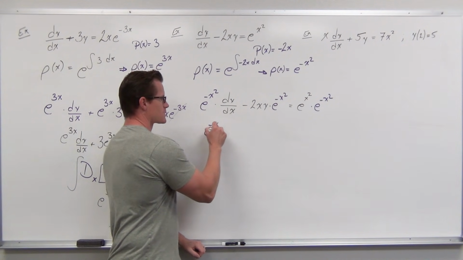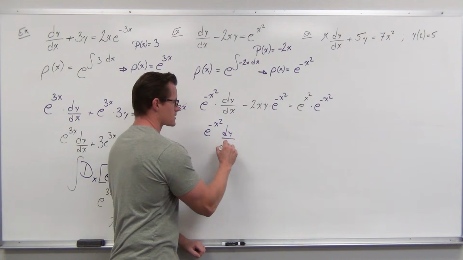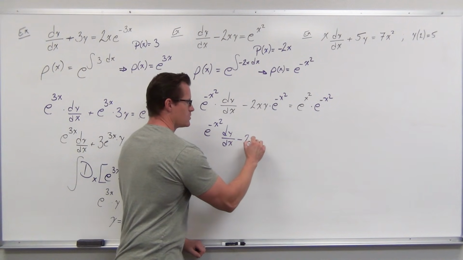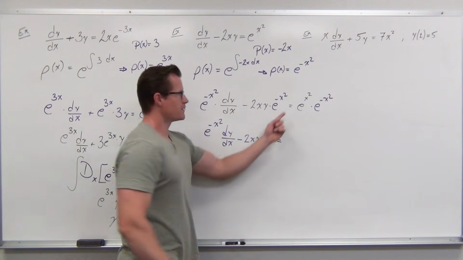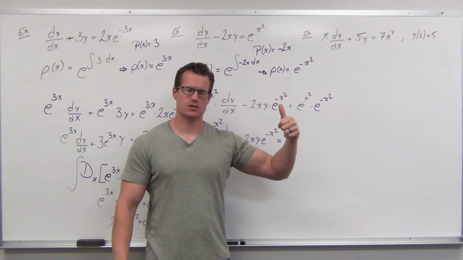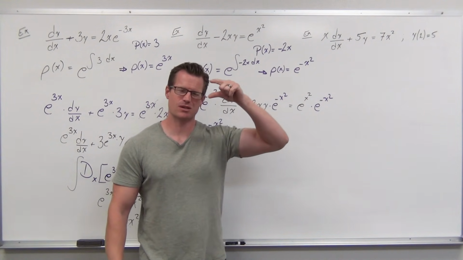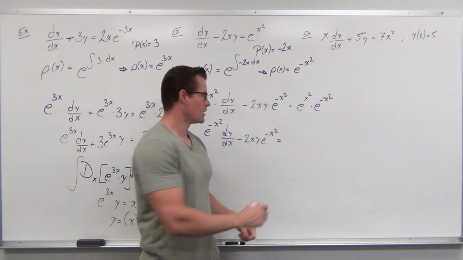So e to the negative x squared dy dx minus 2xy e to the negative x squared equals, that's 1. E to the x squared times e to the negative x squared gives you 1. That's 1.